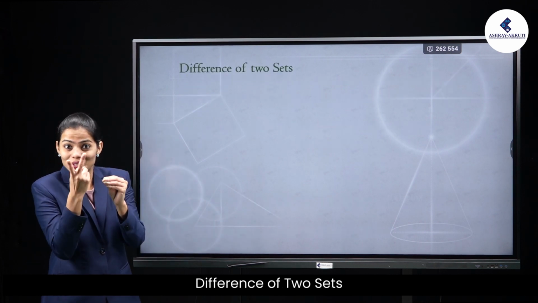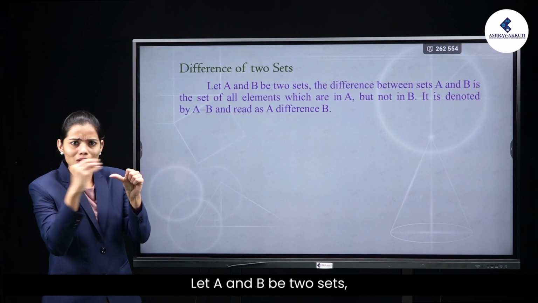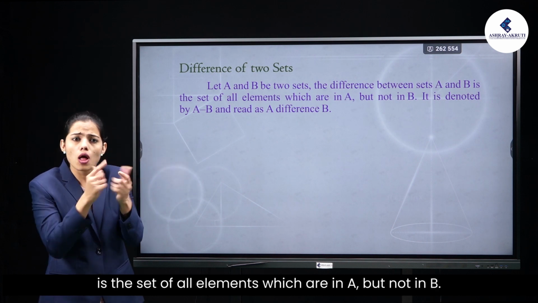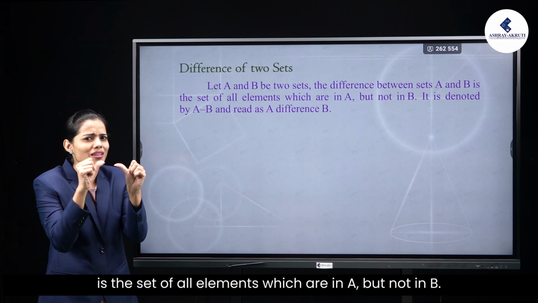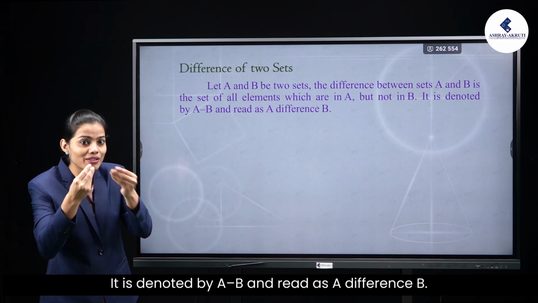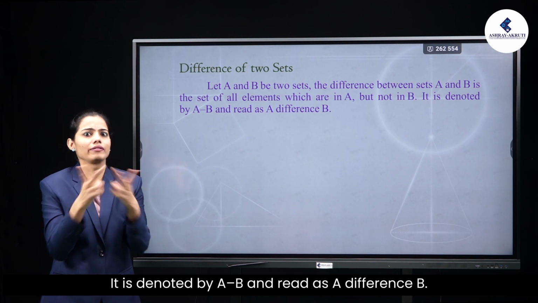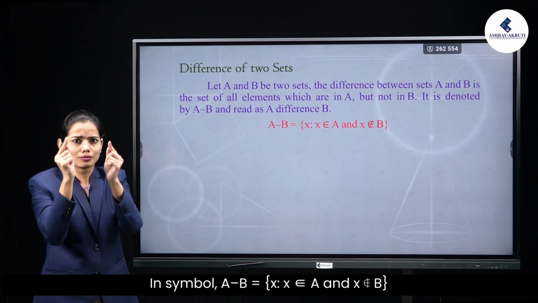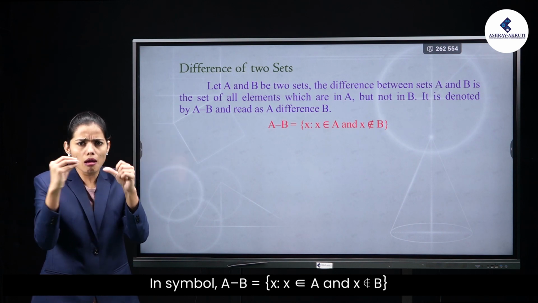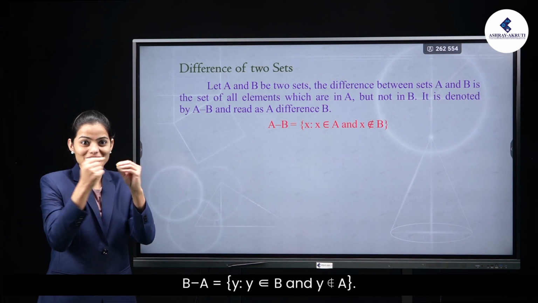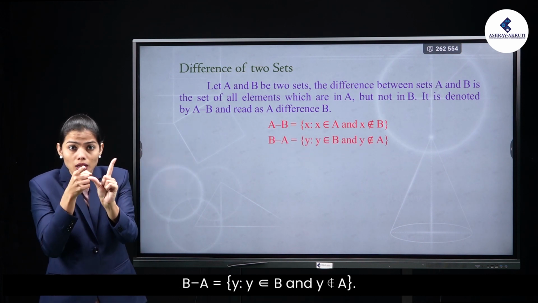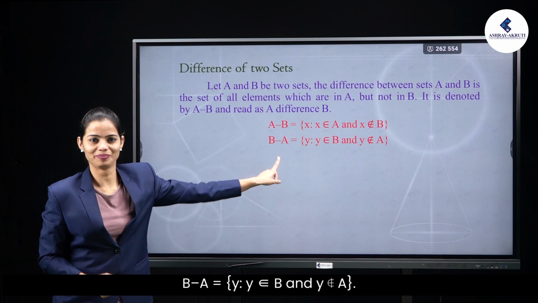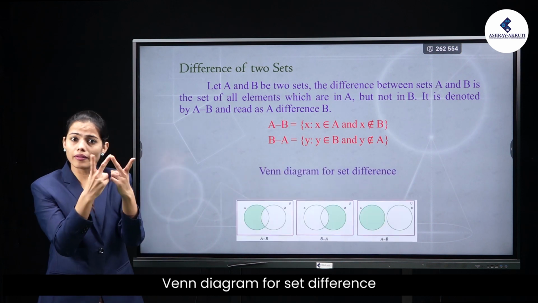Difference of two sets. Let A and B be two sets. The difference between sets A and B is the set of all elements which are in A but not in B. It is denoted by A − B and read as A difference B. In symbols, A − B = {x : x ∈ A and x ∉ B}. B − A = {y : y ∈ B and y ∉ A}. Venn diagram for set difference.